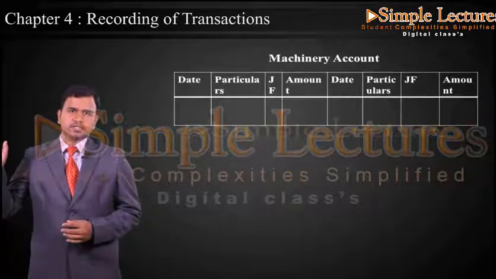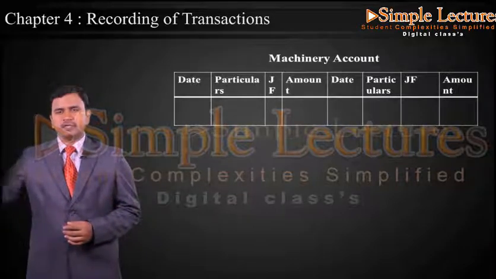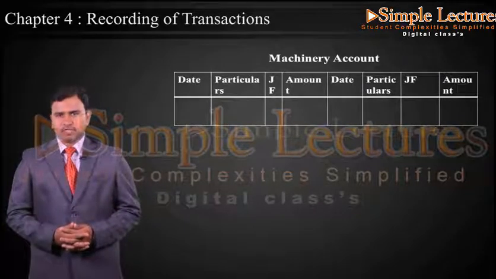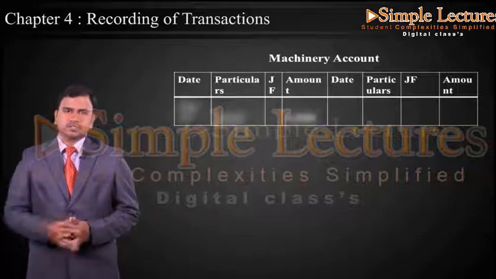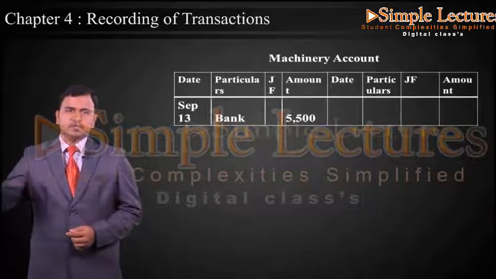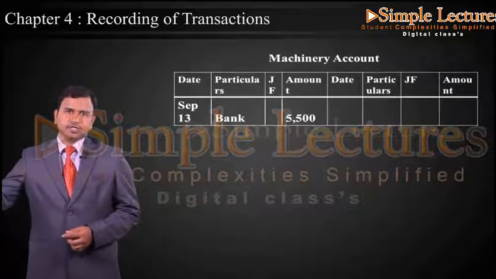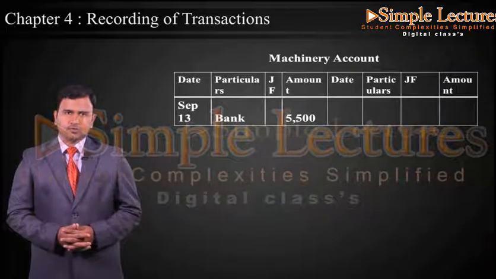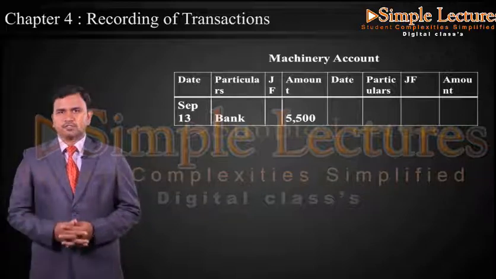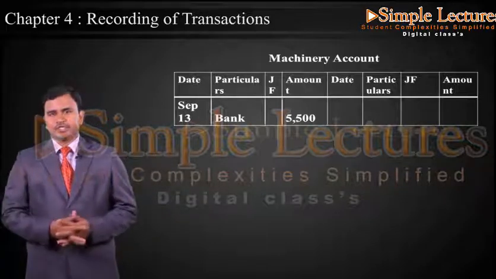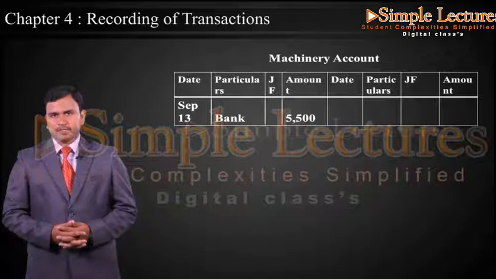So the entry was in the credit side, which means it is an asset that will be taken in the debit side of its account. So the date is September 13th and the entry will be to bank account 5,500. Since we have only one entry here, the account has to be closed. Debit side total 5,500 and the same in the credit side, 5,500.